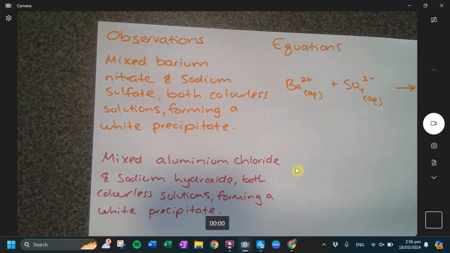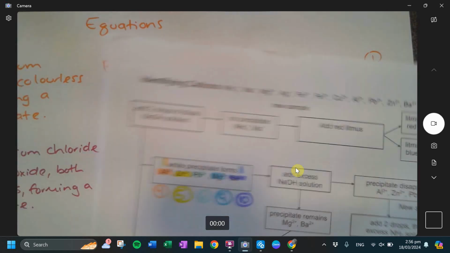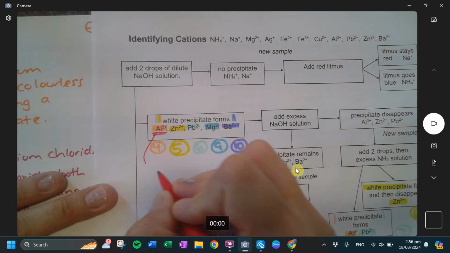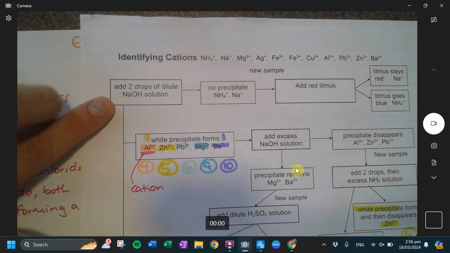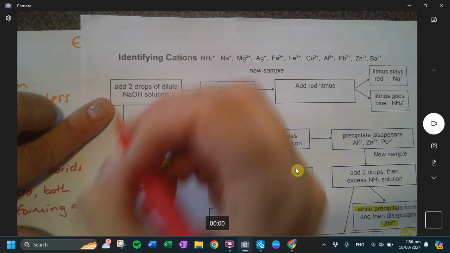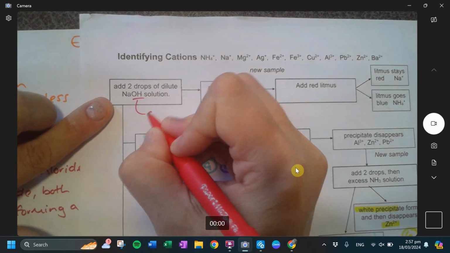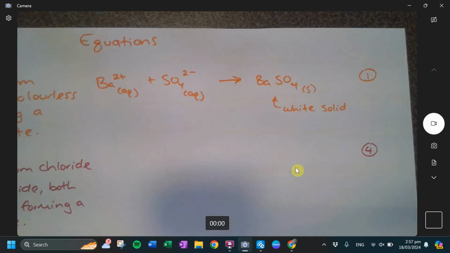The one before was barium sulfate. This one is what? Aluminium something. All right, so we know that aluminium in this case is my cation. And then we mixed in sodium hydroxide. Which ion do we want from this one? The hydroxide. Why? That is the anion. So what's the product? Aluminium hydroxide. Good.